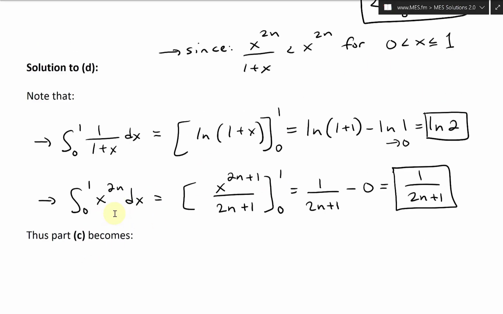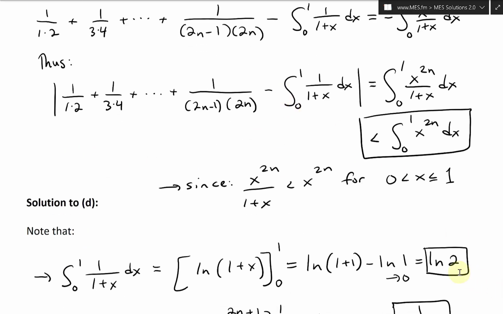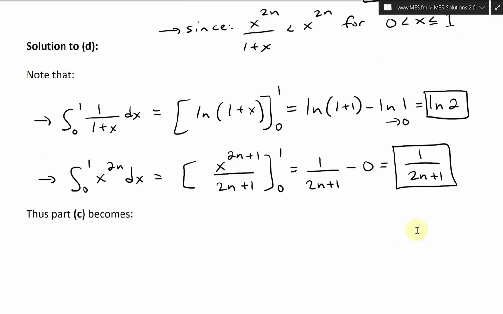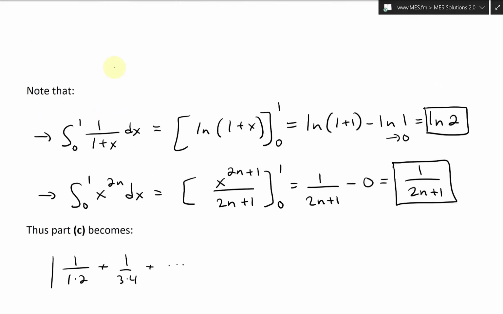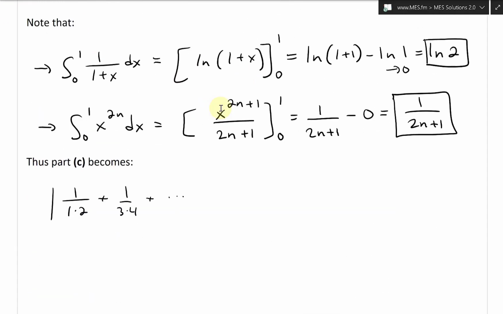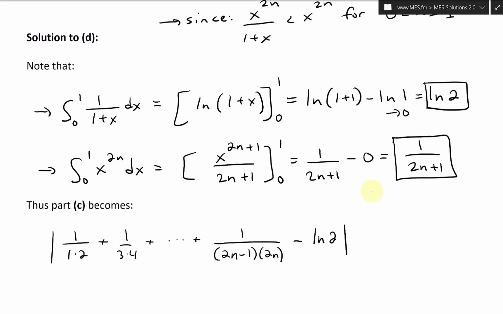Alright, so thus part C becomes, and we look at part C, we got this entire giant term, and then it's going to be subtracted by ln 2, and then it's going to be less than 1 over 2n plus 1. So let's write this all out. This becomes 1 over 1 times 2, plus 1 over 3 times 4, plus dot dot dot, and it keeps going all the way until 1 over (2n minus 1) times 2n. Now it's going to be subtracted by this integral, which is just ln 2. And then this absolute value is less than 1 over 2n plus 1.